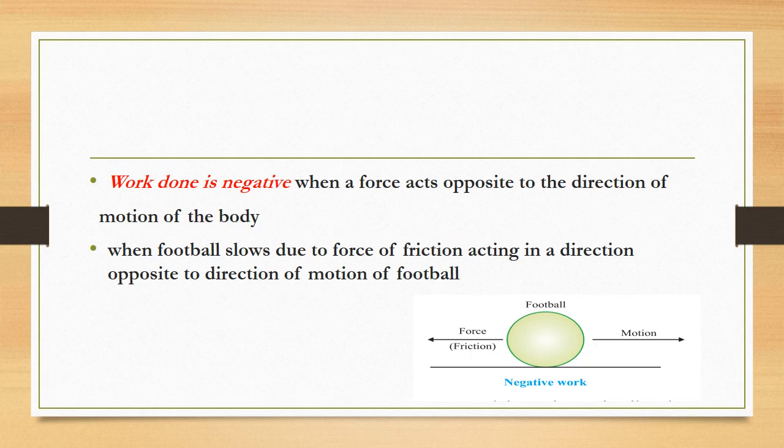Now, when work done is negative, work done is negative when the force acts opposite to the direction of motion of the body. That means if force acts to the right direction and the body moves in the left direction. Here we can explain with an example. When the football slows down, you know what friction is? Friction opposes the motion. Why does the moving football slow down and stop? Because of that friction. And that friction is always acting opposite to the direction of motion of the football. So here the force of friction and the motion of the football are acting in opposite directions. So here the work done is negative.